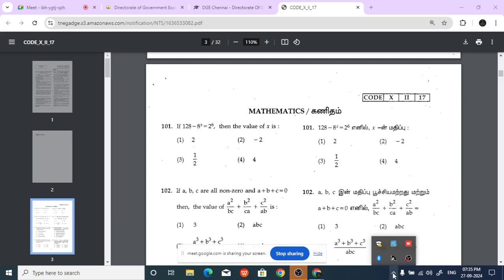So let us go to the first question. I read the first question, and from the next question onwards somebody else can read. If 128 minus 8 power x equal to 2 power 6, then the value of x is? Just look at it, do a little bit of calculation mentally without scratching on a pad and then try to answer it. Try to answer by doing this mentally. Maybe a little small writing on a piece of paper, it's okay.